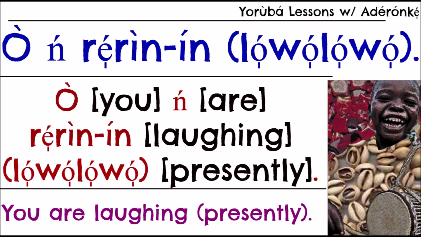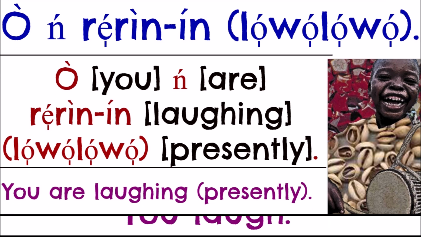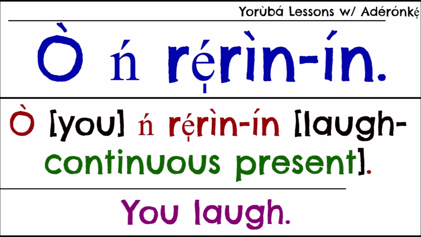I can't say you are laugh. I would have to say you are laughing. You get what I was saying earlier. So you are laughing. Oreri, lower, presently. Oreri is you are laughing. Now, if you say oreri, you could also mean you laugh.